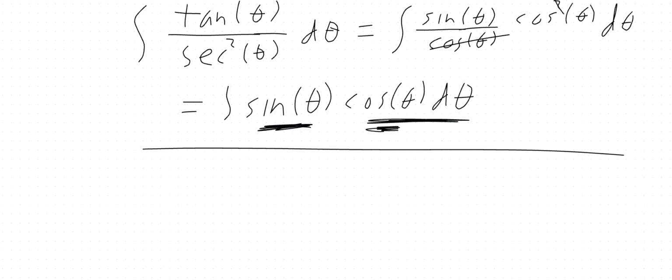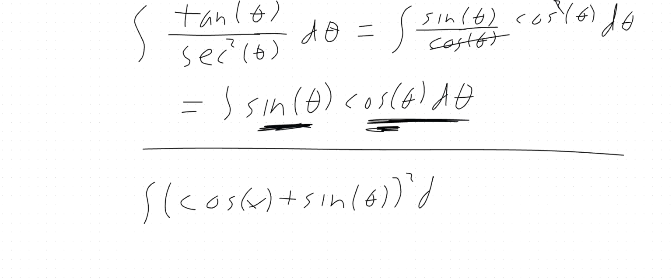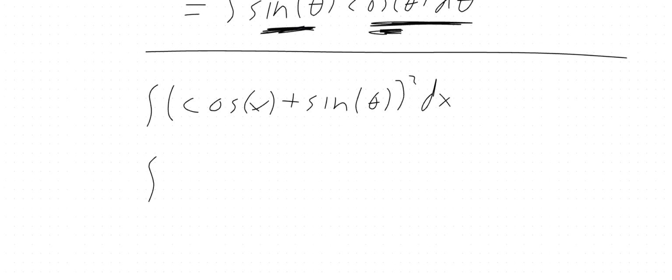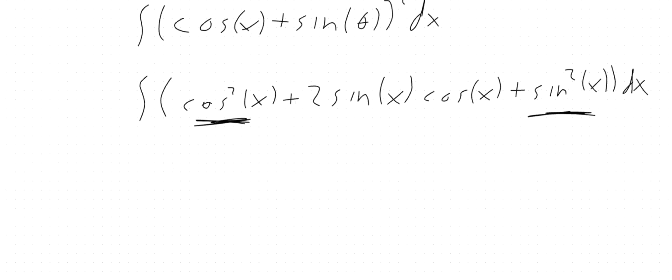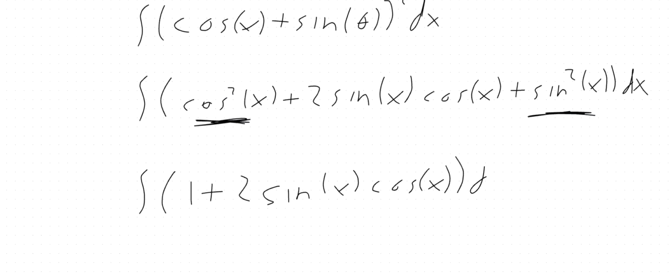If you would have this cosine plus sine all squared, if you go ahead and do your foiling, you recognize that your cosine squared plus sine squared is just a 1. And now you have another easy integral to do.